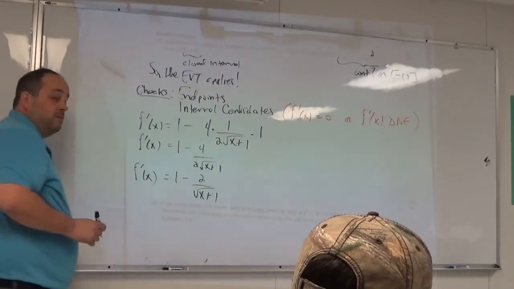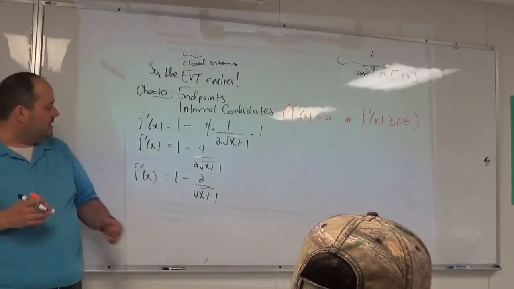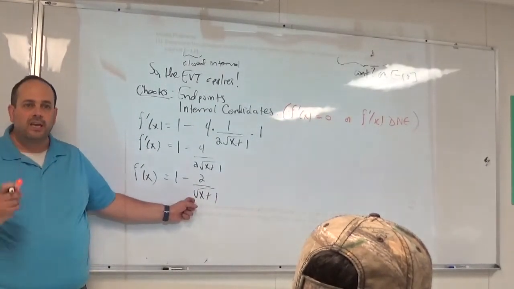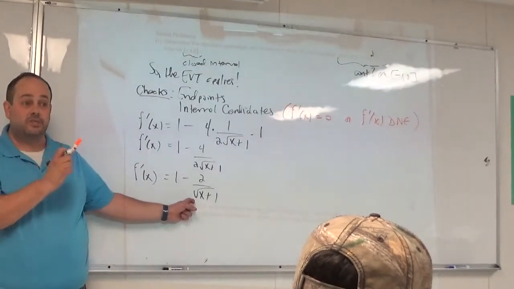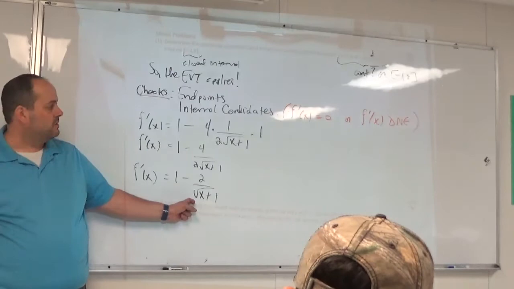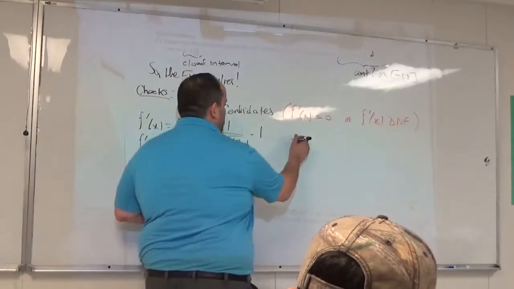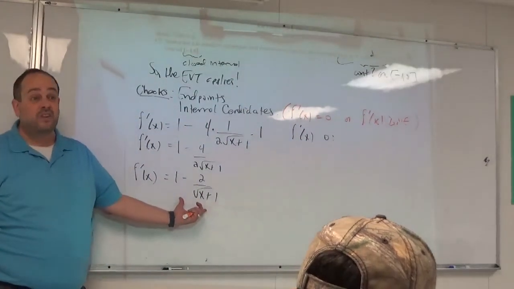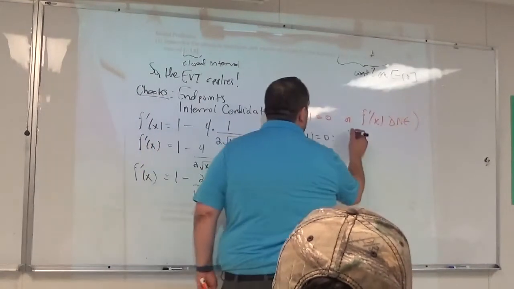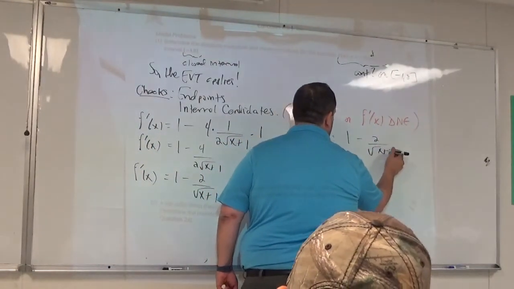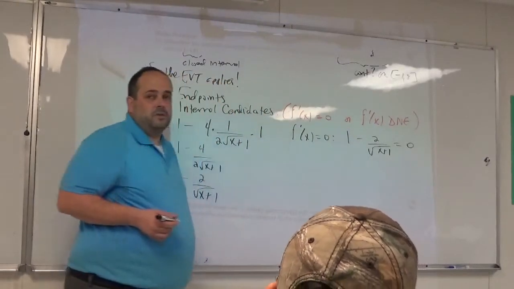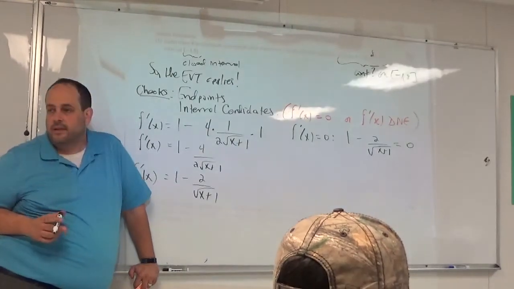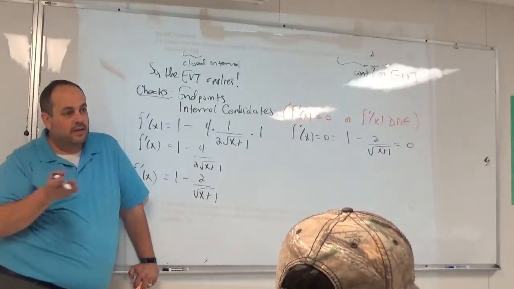That's your derivative. The reason that we're looking at the derivative is we're looking for relative extrema. We're looking for places where the first derivative is equal to 0. We're looking for places where the first derivative might be undefined. Well, if f prime is equal to 0, that just means set the derivative equal to 0 and solve that equation. So 1 minus 2 over the square root of x plus 1, we're going to set that equal to 0, and we're going to solve that equation for x. No longer a calculus question. It's an algebra 2 question.